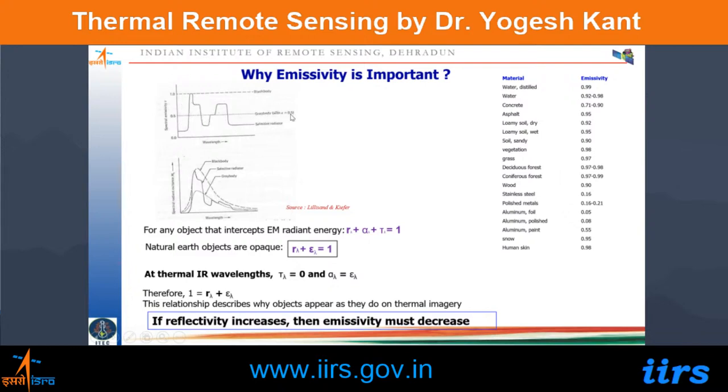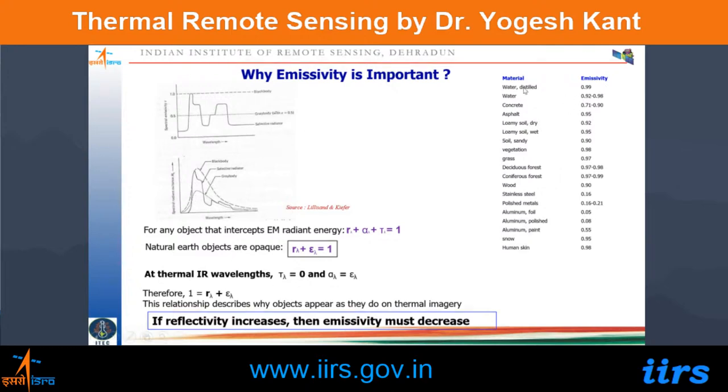Then another is the gray body, which means that it will be constant for all the wavelengths, but its efficiency is less than that of the black body. So I repeat it: emissivity of the black body is 1, emissivity of gray body is less than 1, and the emissivity that varies according to the wavelength is your selective radiator or the real material.